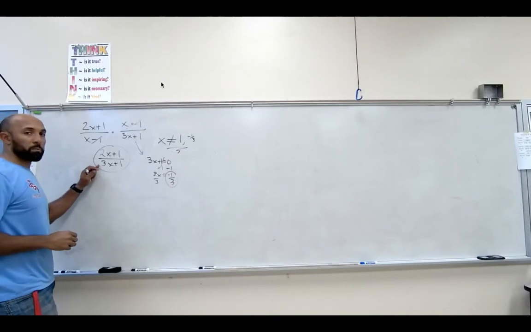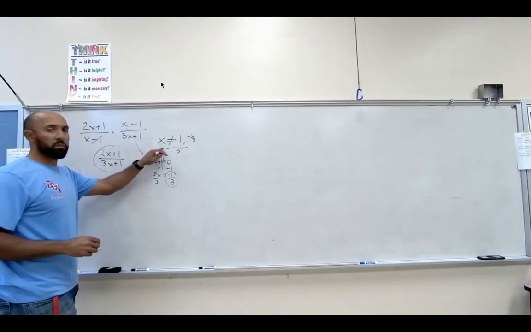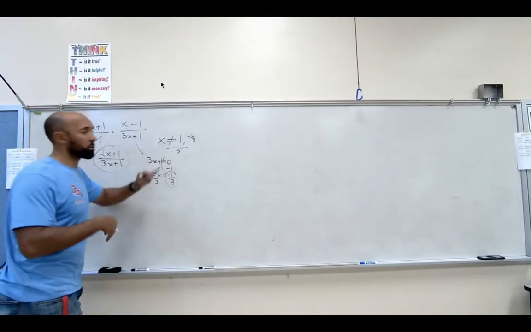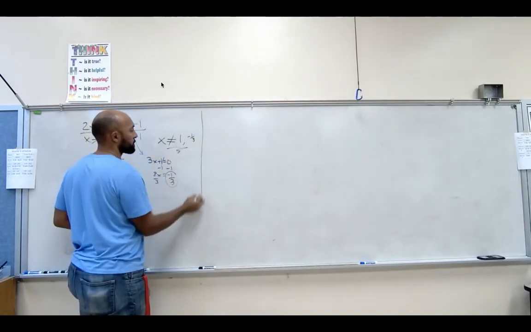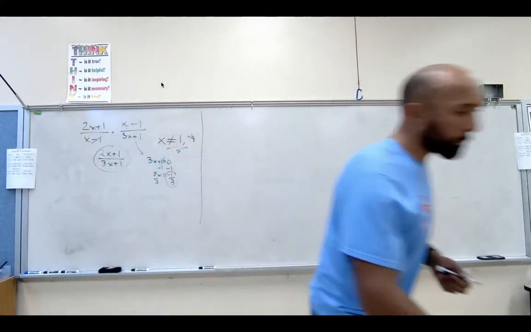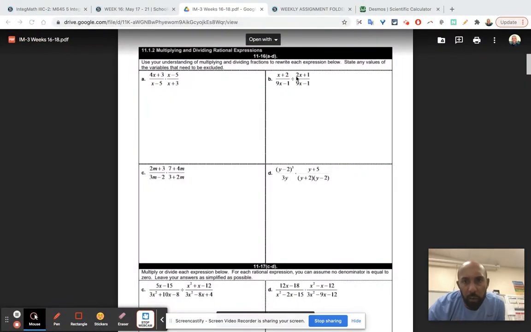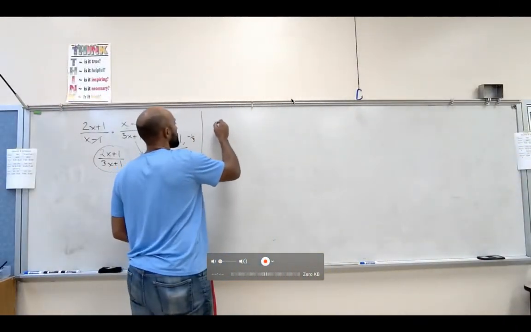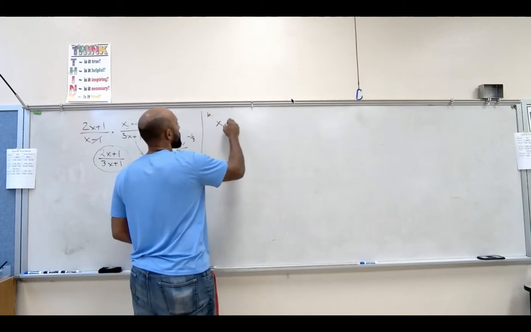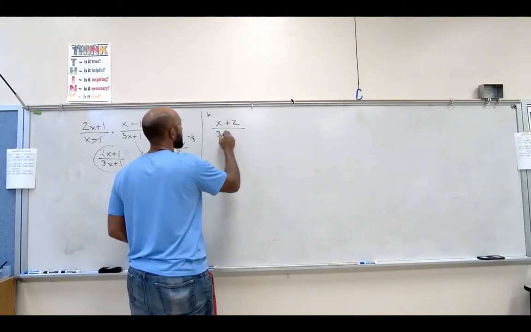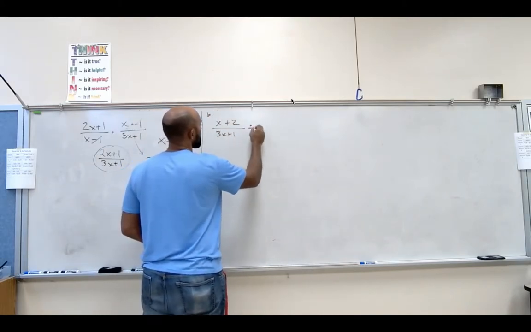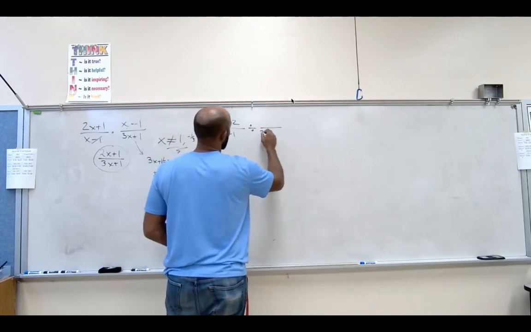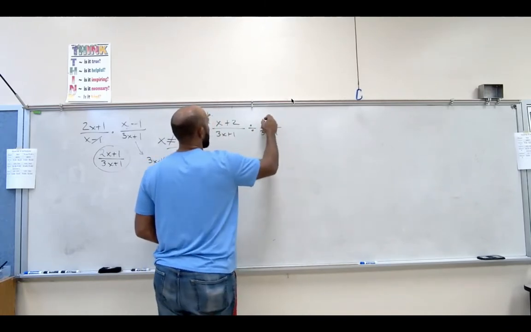And then that's your simplified expression. So if it asks for an excluded value like it does in the first section that I'm showing you, then you're going to want to put that there. All right, so let's look at the next problem. Now we've got division. So now I've got, let's say, this is a lot like part B, x plus 2 over 3x plus 1 divided by 3x plus 1 and x minus 1.